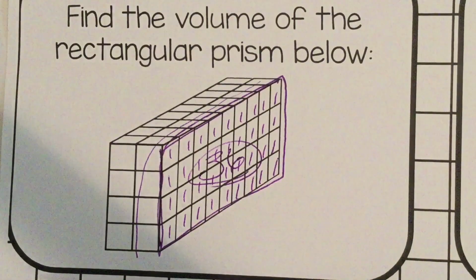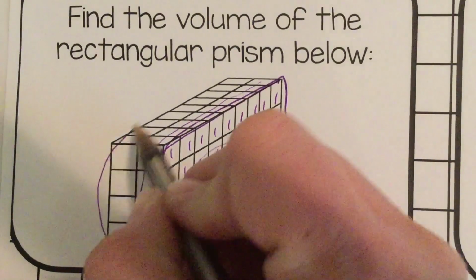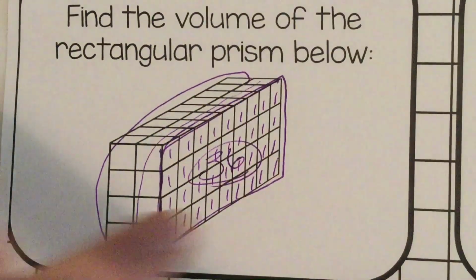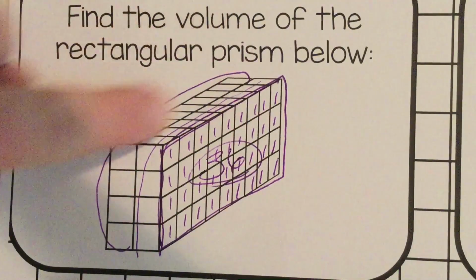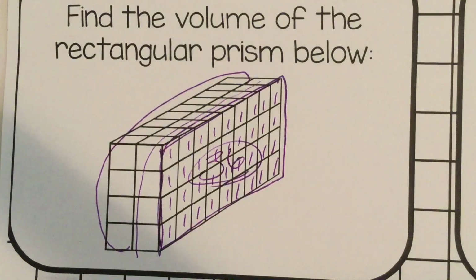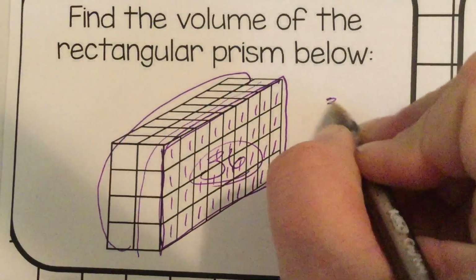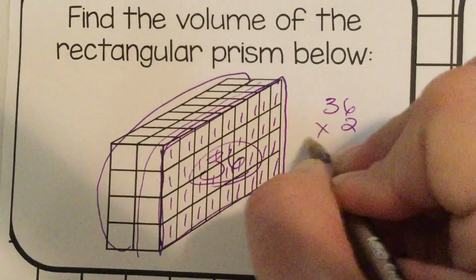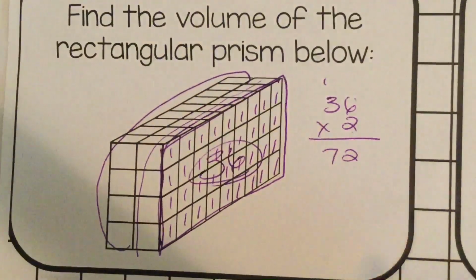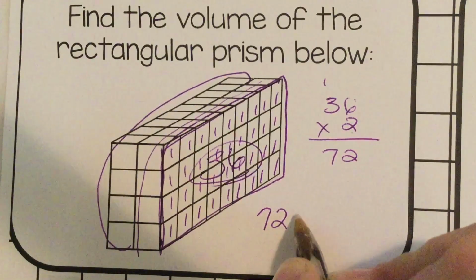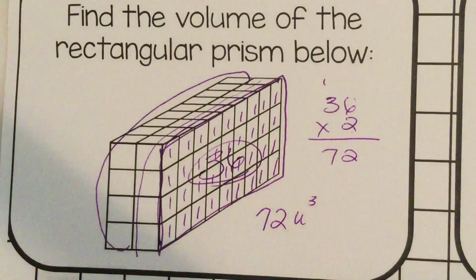Okay. And then I have another set of cubes right here. Well, if this is 36, this has to also be 36 because these can't be just hanging up in the air by themselves, right? So we would say 36 times 2. 6 times 2 is 12. 3 times 2 is 6 plus 1. It'd be 72 units cubed.